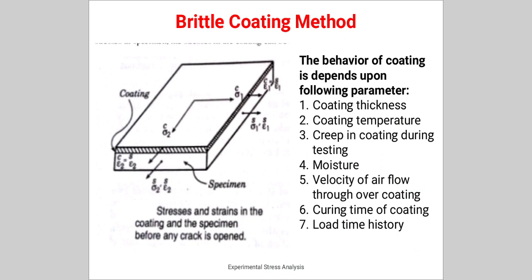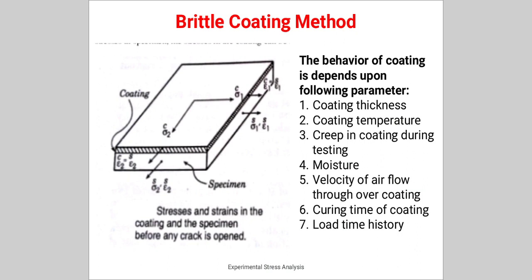Then the velocity of air flow over the coating material. Once I apply the layer of coating on that particular test specimen, that layer of coating is in contact with the atmosphere, it is in contact with the air. So whatever air is flowing in the atmosphere, that flow of air also affects the results of that particular brittle coating. So that care should also be taken.